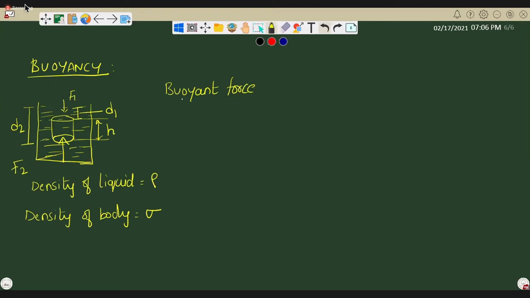We define the buoyant force as the net resulting force which the body experiences in the vertically upward direction, exerted by the liquid. This is called the buoyant force, or also called buoyancy.